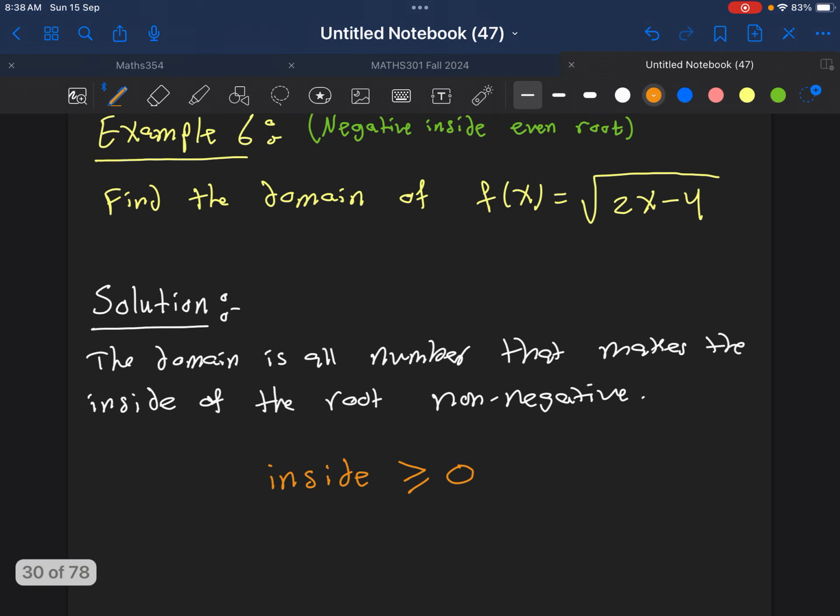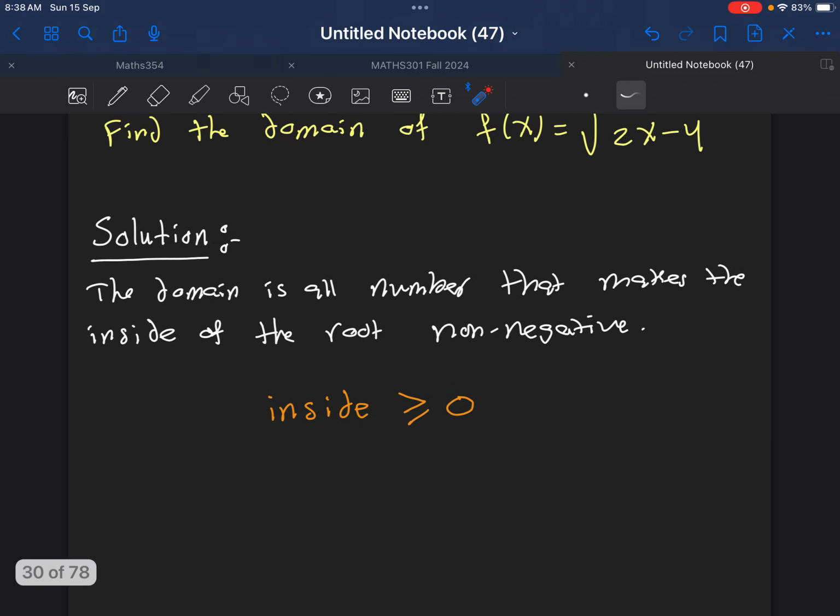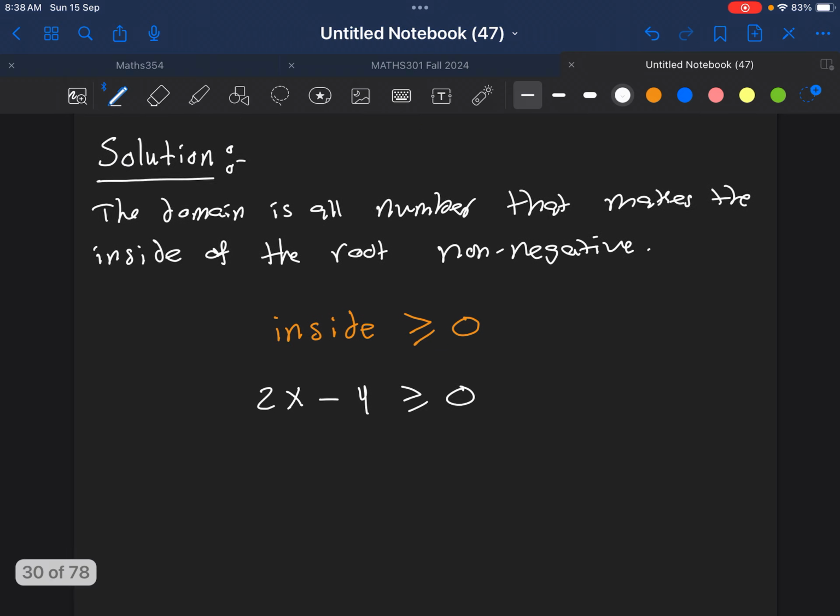And this will only work if we have an even root. If we have a cubic root, there are no problems. Positive, negative, everything will be in the domain. Now I'm just talking about the even root. What is inside the square root is 2x minus 4 greater than or equal to 0.